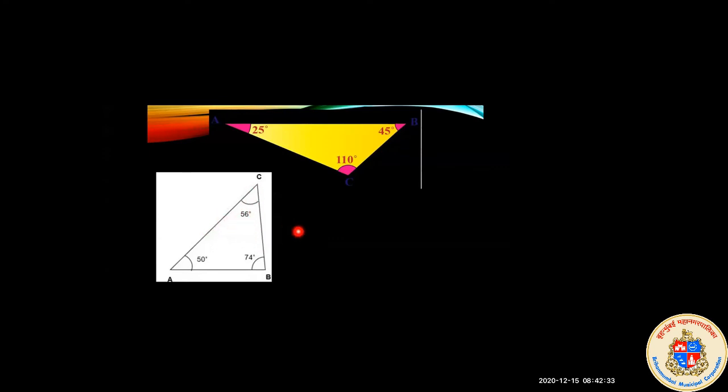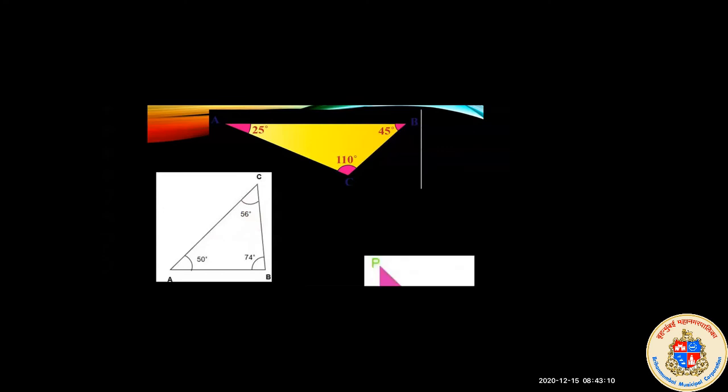Acute angle, less than 90 degree. All the angles, if you see, angle A is equal to 50 degree, less than 90. Angle B is equal to 74 degree, less than 90. Angle C is equal to 56 degree, so it is also less than 90. So all the angles of this triangle are less than 90 degree. So it is an acute angle triangle. Like this you have to answer. Triangle ABC is an acute angle triangle.